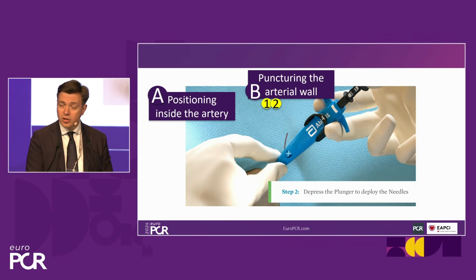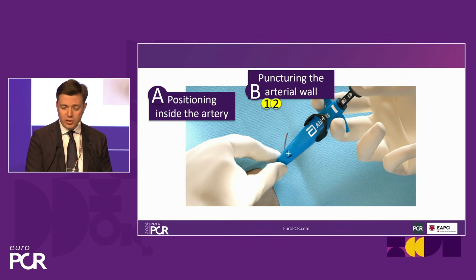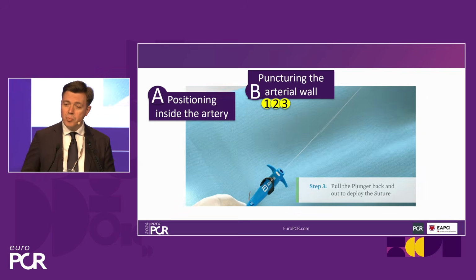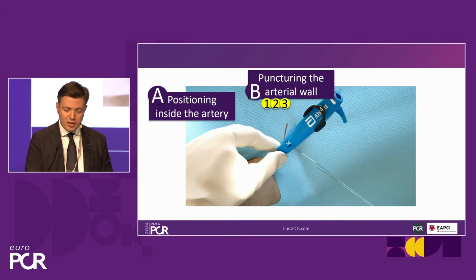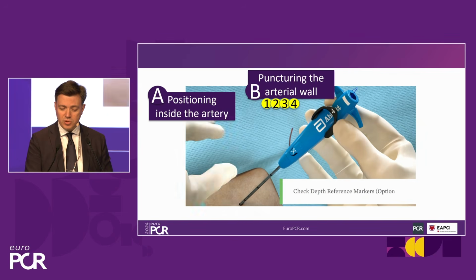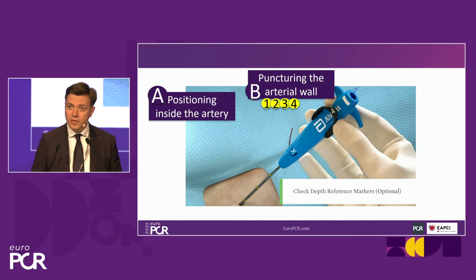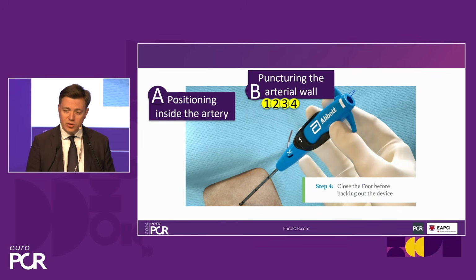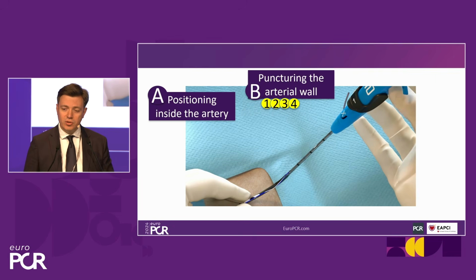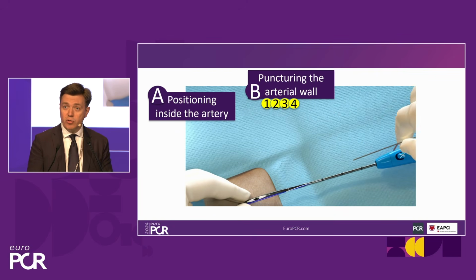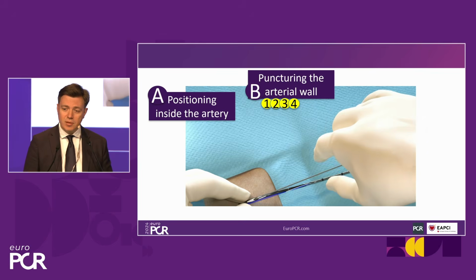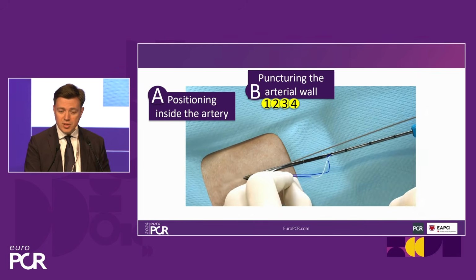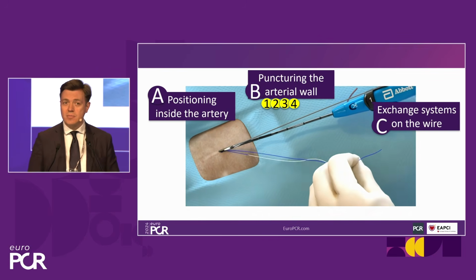Then the second step here is to puncture the artery. You see number 2 on the device. Then number 3 is to pull it up, and then number 4, as you will see, is to get the plunger, the knob, down again, advance the system a little bit inside the artery, and then pull it out. Those are the 4 steps that you already have on the device, but we already see a bigger picture: positioning inside the artery, puncturing the arterial wall, and these were the sub-steps. And then, of course, exchanging the systems on the wire.